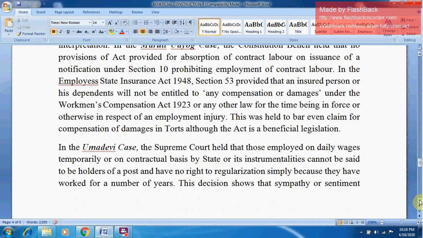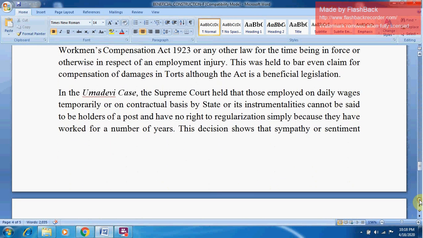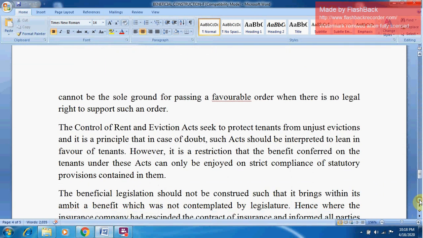Let us see, in the Umadevi case, the Supreme Court held that those employed on daily wages temporarily on a contractual basis by the state or its instrumentalities cannot be said to be holders of a post and have no right to claim regularization simply because they have worked for a number of years. This decision shows that sympathy or sentiment cannot be the sole ground for passing a favorable order when there is no legal right to support such an order.